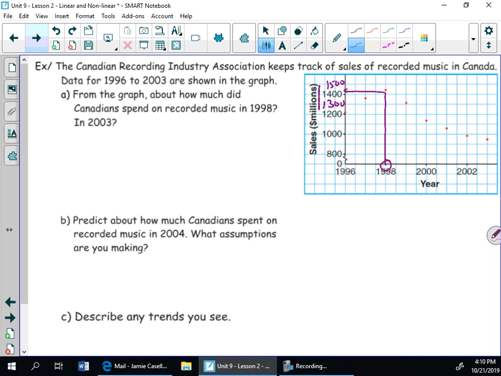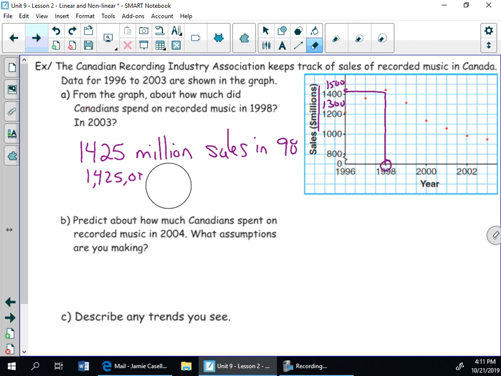Ooh, that's sales in millions. I would say 14, let's call it 25 million sales in 98. Or if you want to, that's 1,425,000. Right? That's a lot of sales.